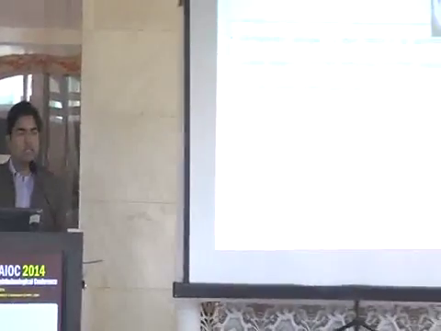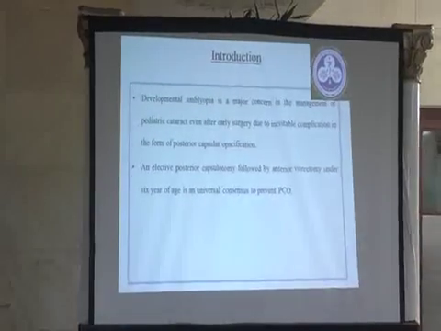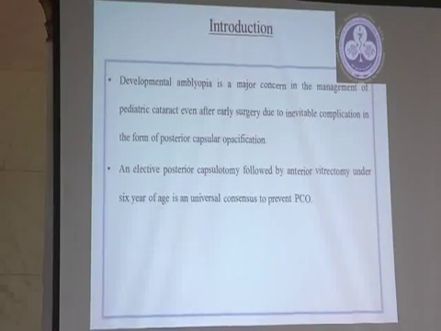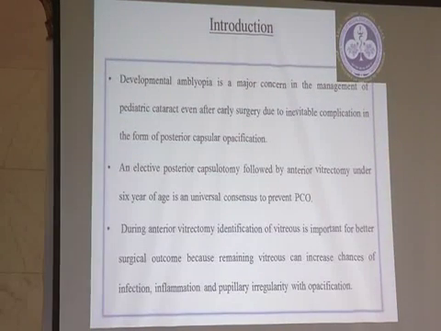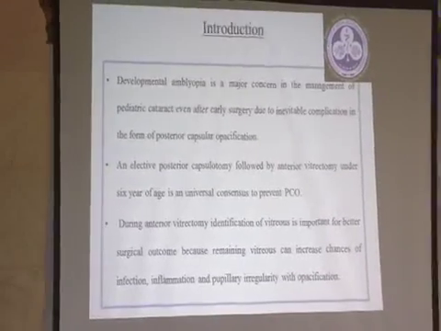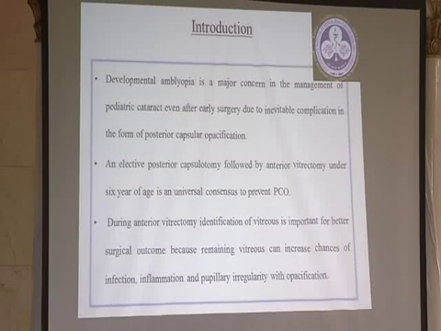A brief introduction: we know that developmental amblyopia is a major concern in the management of pediatric cataract surgery, even after early surgery, due to the inevitable complication in the form of PCO. So an elective posterior capsulotomy followed by anterior vitrectomy under 6 years of age is a universal consensus to prevent PCO. During anterior vitrectomy, identification of the vitreous is an important factor for better surgical outcomes because the remaining vitreous can increase the chances of infection, inflammation, and pupillary irregularity with opacification of the posterior capsule.